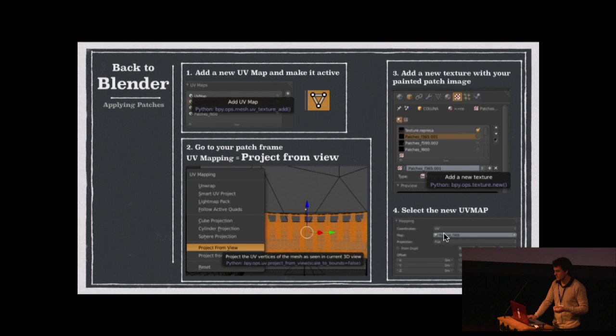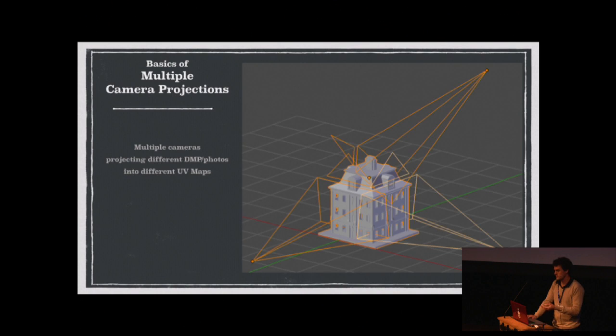So, what you have just done here, you set two projections, is a concept that once you understand, you can have an object or an environment, and you can cover it with several cameras, and you can paint a matte painting or a photo and project it on top of it. I mean, having multiple cameras projecting different matte paintings or photos into different UV maps, you can cover pretty much background elements, midground elements, or foreground elements using matte painting.